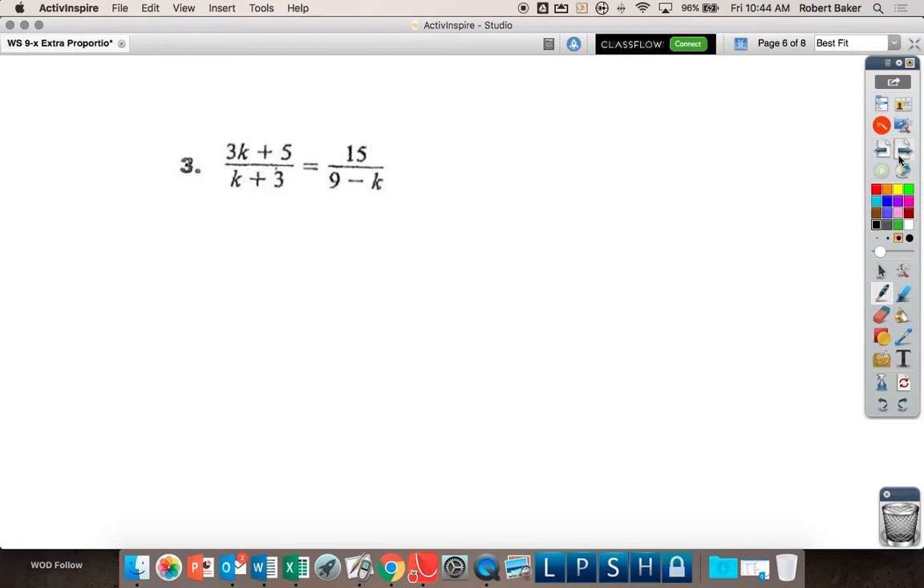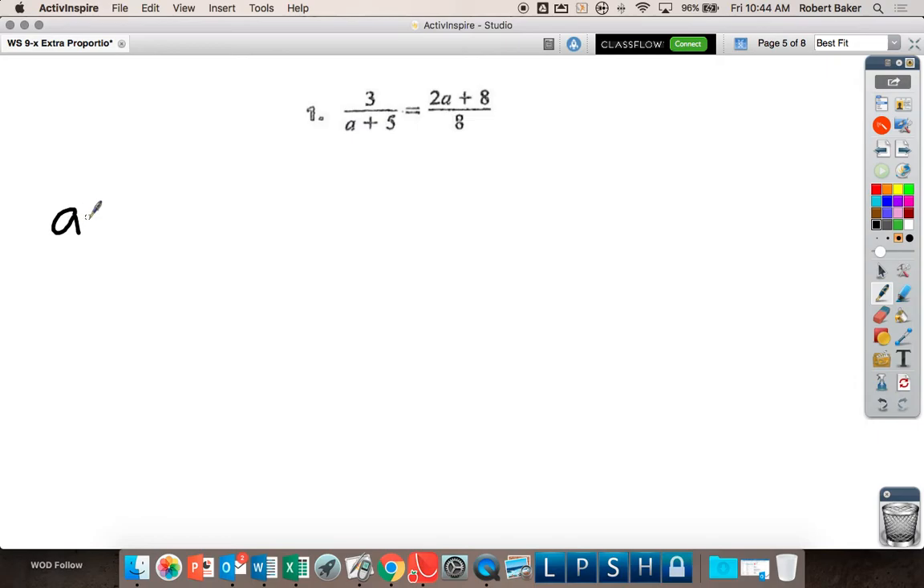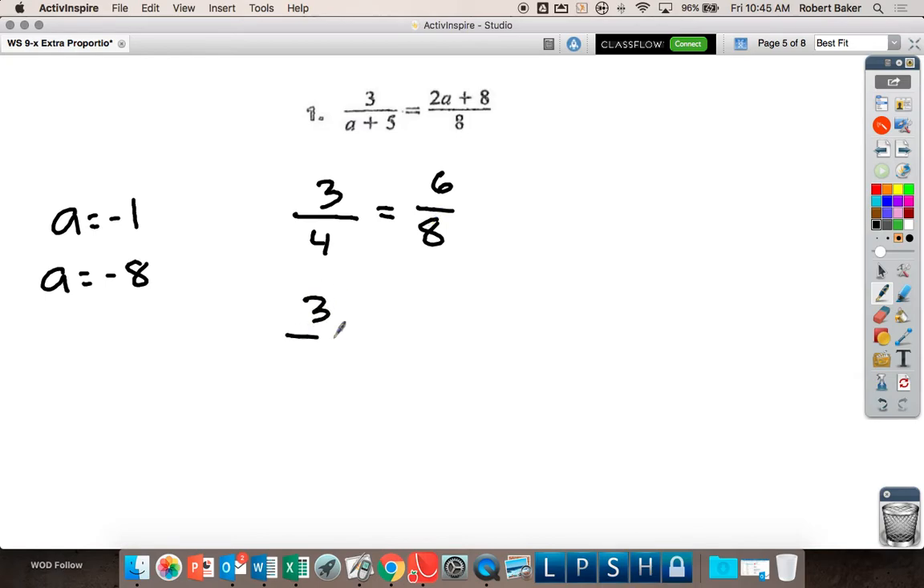So let's explore the answers, because you have to plug your answers back in. Our answers were A equals -1 and A equals -8. So if I plug those back in, 3/4 should equal 6/8. Does that look correct? That's plugging -1 back in. If I plug -8 back in, 3/-3 should equal 16 minus 8, 8/8. Does 1 equal 1? So both solutions do work.